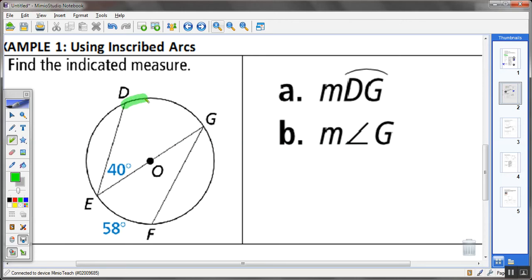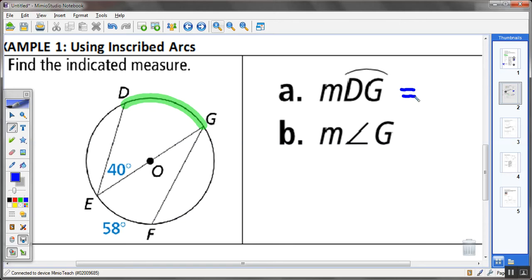That's the arc I'm looking for, kids. Does that arc subtend to an inscribed angle at all? Which angle does it subtend to? Angle DEG. Okay, and that angle is how many degrees, kids? 40. So if this is 40 degrees, what's that make that arc up here? Yep, the arc is twice the inscribed angle. So this is how many degrees?